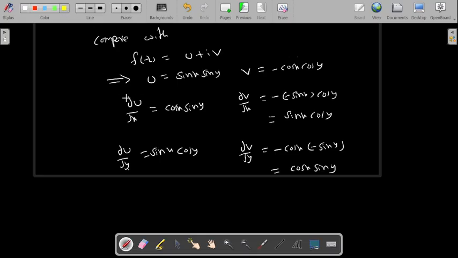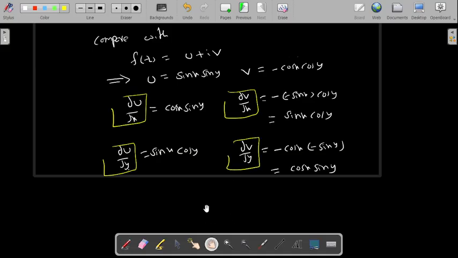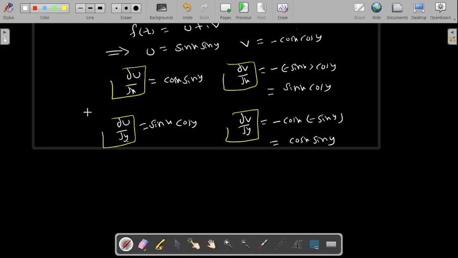So now we will check. This we call ux, this is uy, vx, vy. So now I will check. ux, what is ux? ∂u/∂x is cos x sin y. What is vy? cos x sin y. So these both are equal. ux equal to vy. One more time: ux, ∂u/∂x means ux, cos x sin y. vy, cos x sin y. Both are equal, therefore ux equal to vy.